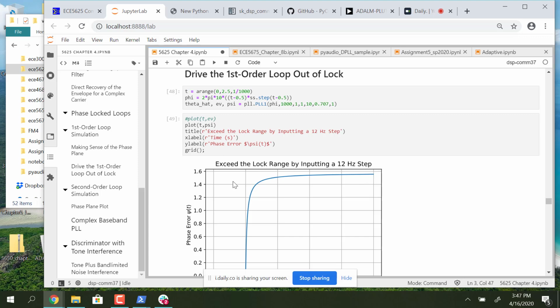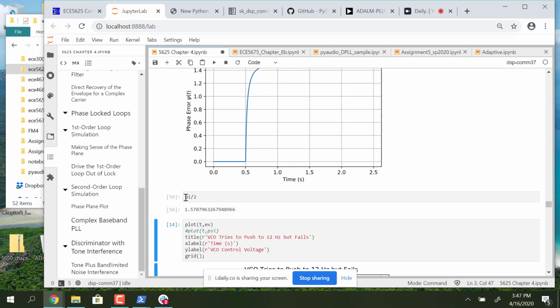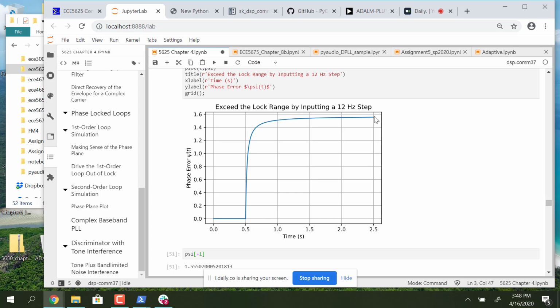I guess if you didn't believe me, I could go look at psi itself, which I plotted, and then take the last value like that. It's not quite minus 1.57. I guess because we didn't run the simulation long enough for it to finally settle in steady state at 2.5 seconds.